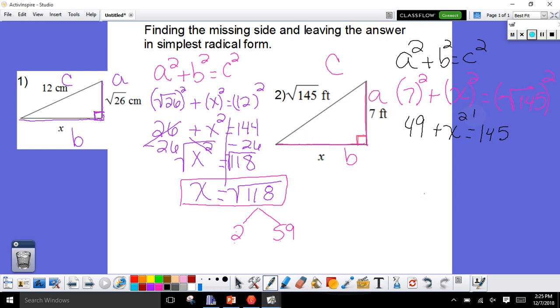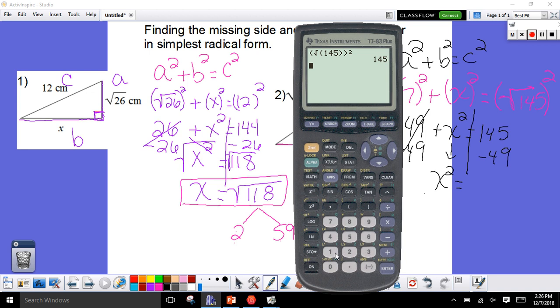Okay, remember, I want to leave the variable by itself. So minus 49, cross this out, bring down the x squared equals, and we're going to do this really quick in the calculator: 145 minus 49. That gives me 96.